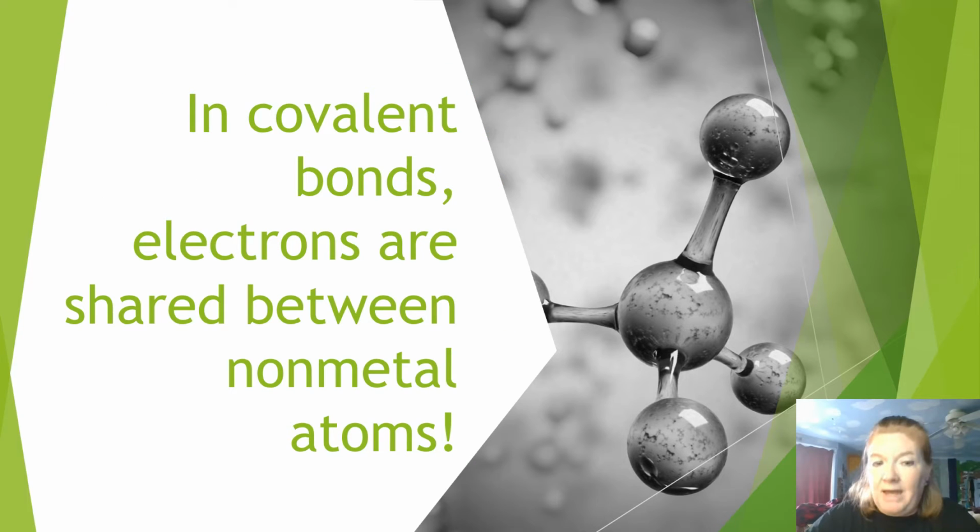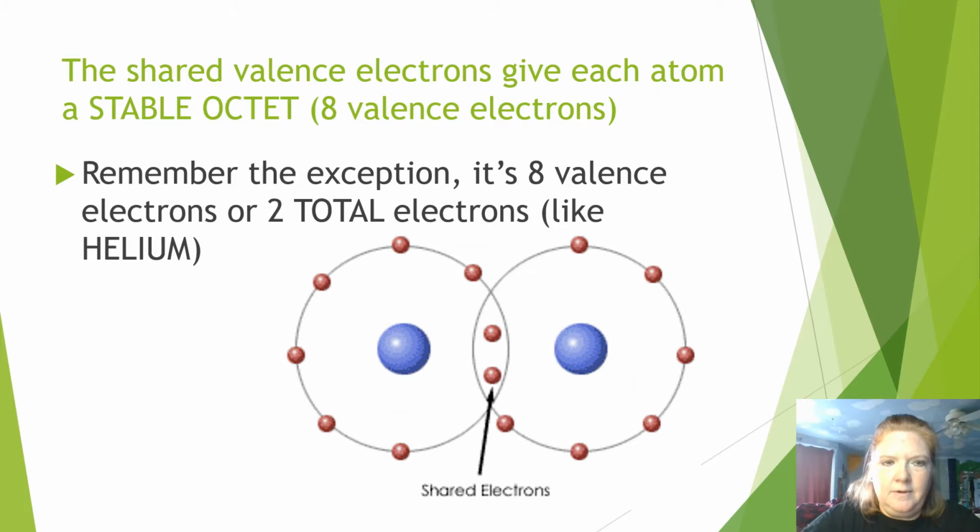So in covalent bonds, electrons are shared between non-metal atoms. So those are the ones on the right side of the periodic table. The shared valence electrons give each atom a stable octet, 8 valence electrons. Remember the exception. It's 8 valence electrons or 2 total electrons to be like helium.